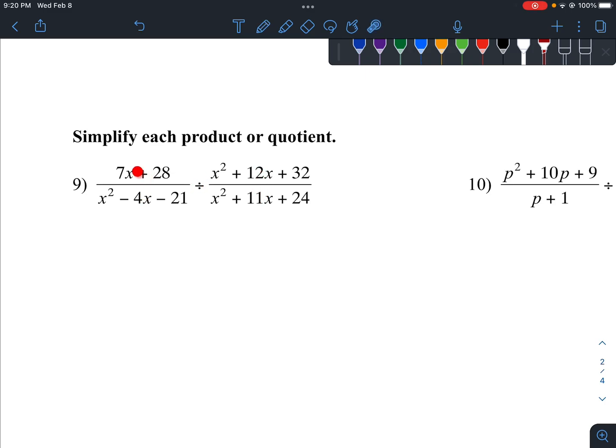Alright, for number 9, we're factoring all three of these, but this is division. So you can do a keep, change, and flip. Let's factor as we do the keep, change, flip. This one's going to be kept, but I'm going to factor it.